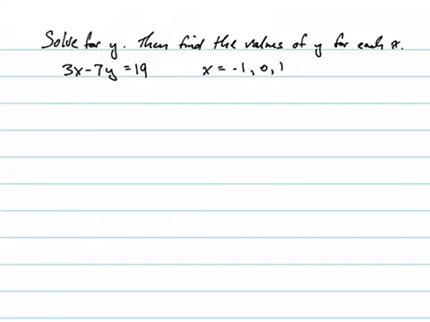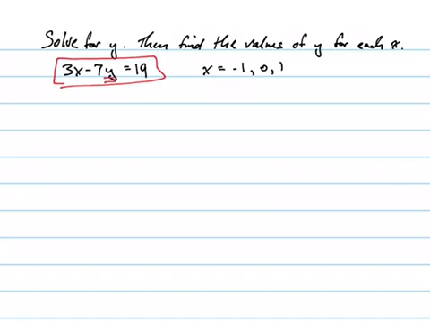So we're going to solve for y and then find the values of y for each given x. So here's our equation. To solve for y in this equation means to get y by itself. To get y by itself, we have to get rid of the 3x and the -7, but you have to do them in the correct order. So the first thing to get rid of is the 3x.